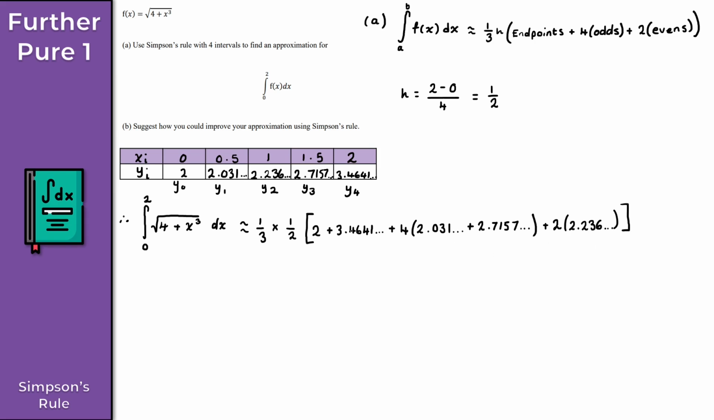So all you need to do now is use your calculator to evaluate everything inside the square bracket. We then times that by 1 over 6, because 1 over 3 times 1 over 2 is clearly 1 over 6. And what this will give me is an approximation for this integral. So what we get here is approximately, and I'm going to round this to 3 significant figures, 4.82, and hopefully you get the exact same to 3 significant figures. Okay, and there we have it. That gives us the solution to this one practice question for Simpson's rule. And that actually brings us to the end of this video on Simpson's rule.